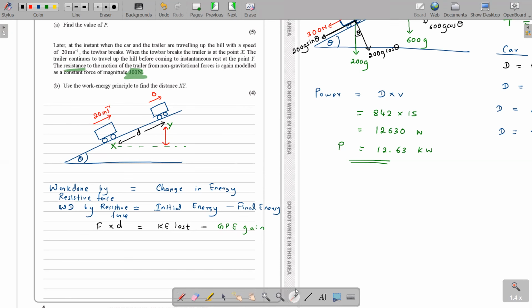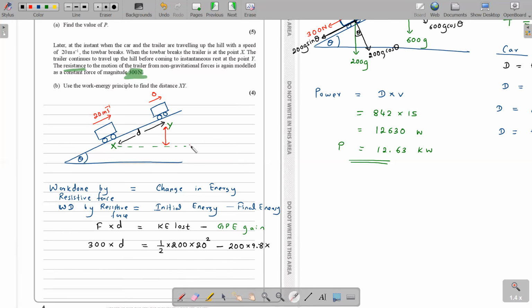What's the force? The resistive force is 300. So 300 into what's the distance that your object is moving along this particular direction with the resistive force? You are moving the distance d. Kinetic energy lost is half mv square. M is 200 kilograms and the velocity is 20. Half mv square minus mgh, right? So mg is 9.8. What is the h value? That is the biggest thing here.